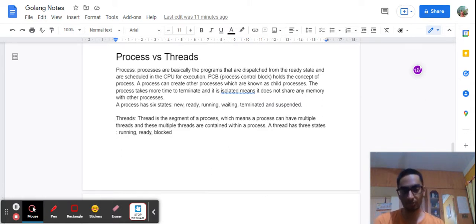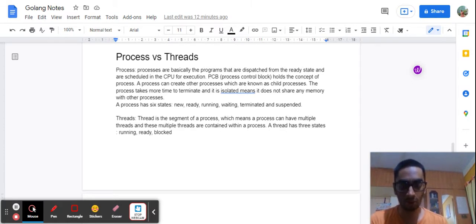Generally, a process takes more time to terminate and it is isolated, meaning that it runs autonomously on its own, generally, and it does not share any memory with other processes. So, even a child process will not share its memory with its parent process. So a process generally has six states.